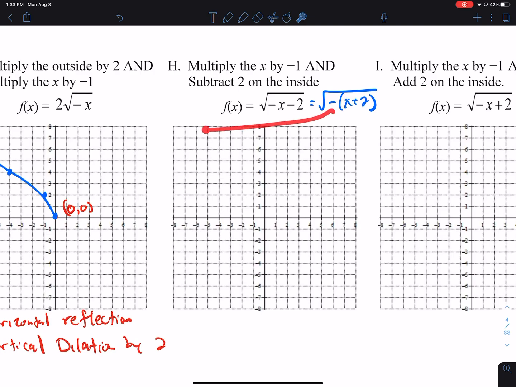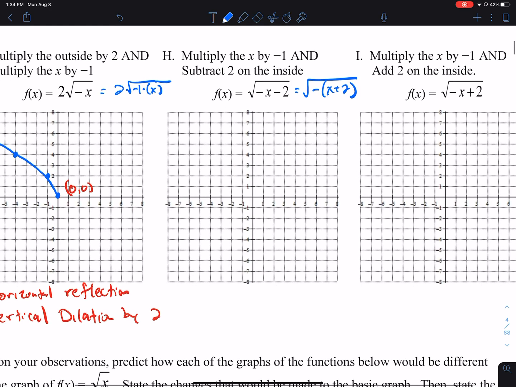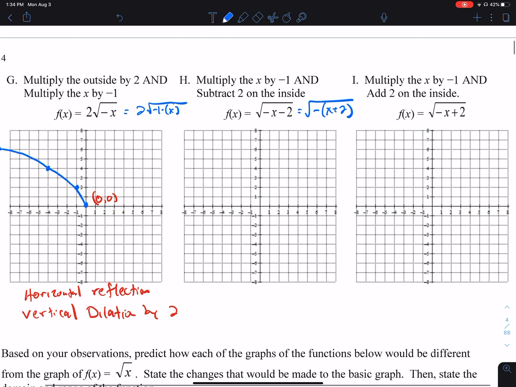Now you might be saying, well, it wasn't positive over here. That's true, but we could have rewritten this as 2 square root of -1 times x. Technically, the coefficient of x is the 1 that you don't see here, and then we're multiplying it by -1. You'll see as we continue, we always want the coefficient of x to be 1. That's especially true for adding or subtracting numbers. So here's what happens here. There's a horizontal reflection again.